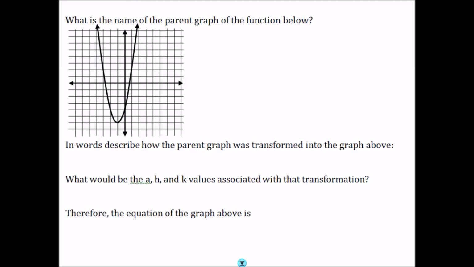So same questions on this next problem. What is the name of the parent function for this graph? This is a quadratic. And remember that the shape of this graph is a parabola. Then it says, describe in words how the parent function was transformed. So I'm going to draw in the parent function for y equals x squared.